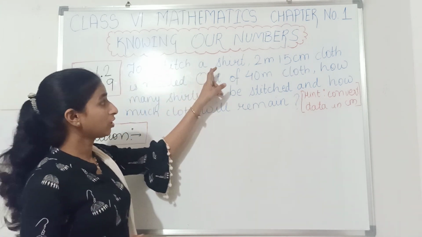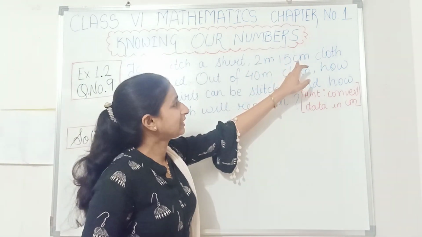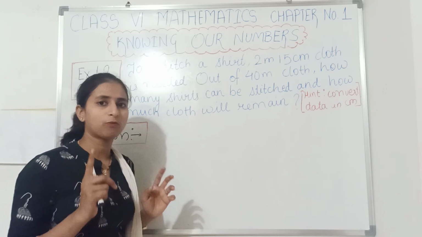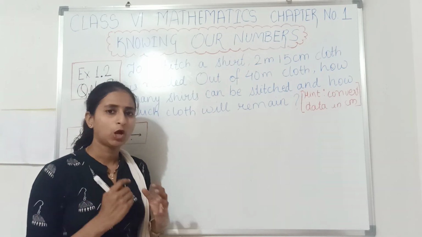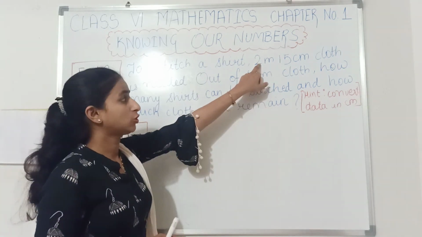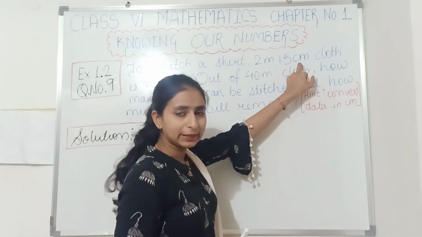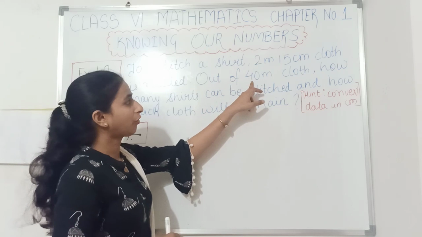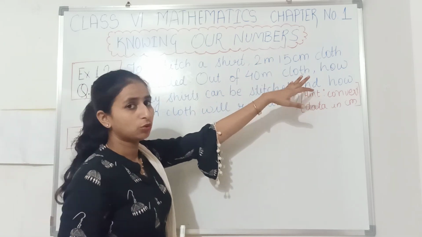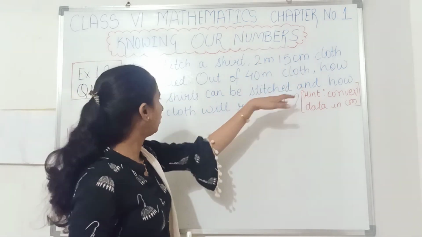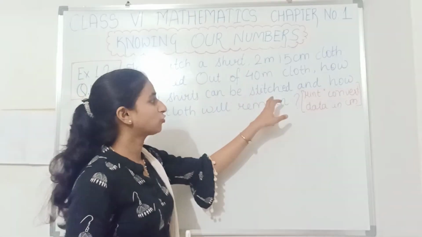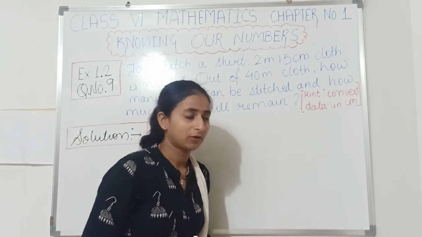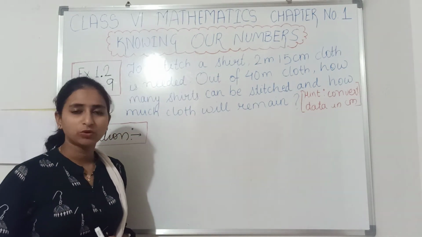To stitch a shirt, 2 meter 15 centimeter cloth is needed. So, what is the question? If I want to stitch one shirt, how much cloth is needed? It is 2 meter 15 centimeter. Now, out of 40 meter cloth, so total cloth is 40 meter, how many shirts can be stitched and how much cloth will remain? So this is the question given to us.